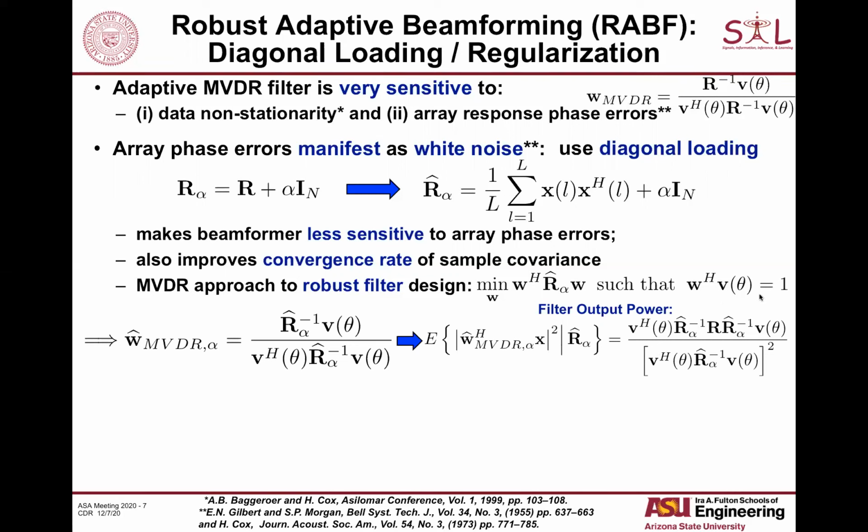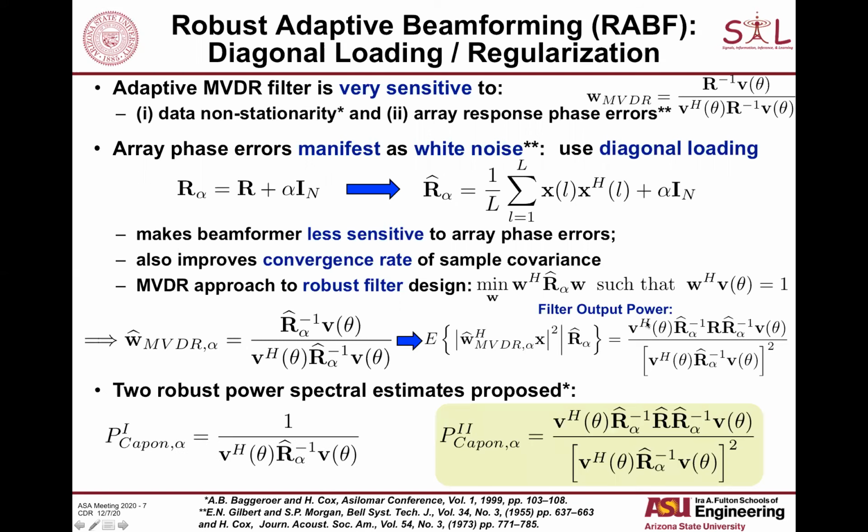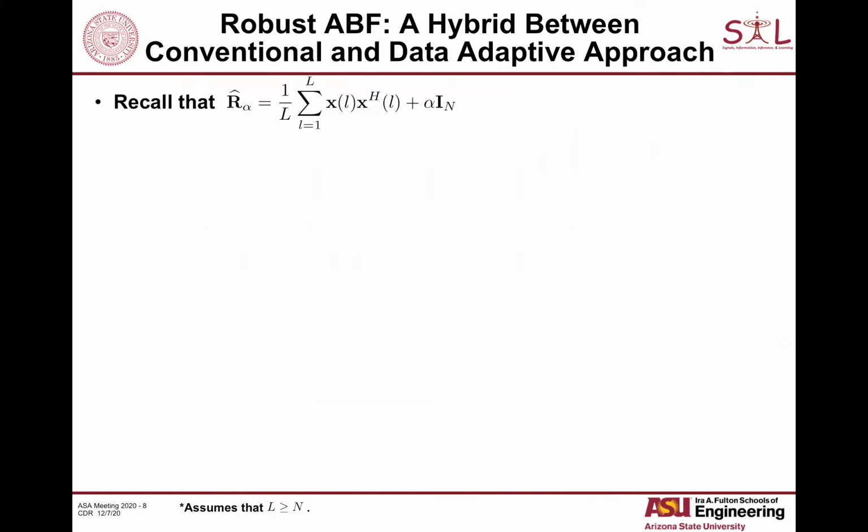And so we can use this to motivate two robust spectral estimates. If I were to replace R with R hat of alpha, the diagonally loaded covariance matrix, I get this first power spectral estimate. But if I were to use just R hat, that is the unloaded covariance matrix, I get a second robust power spectral estimate. This was discussed by Bagger and Cox in this Asilomar paper. We're going to focus on the second power spectral estimate because it actually teaches us something fundamental.